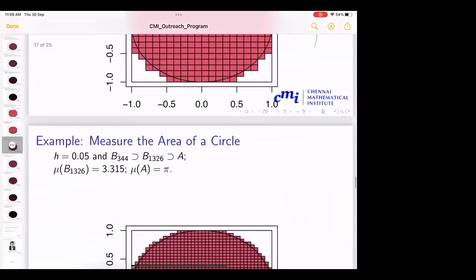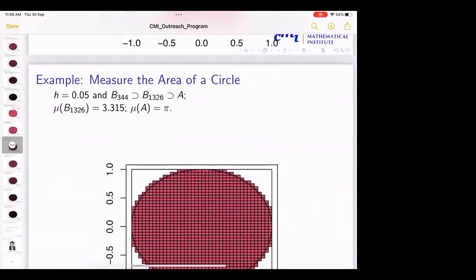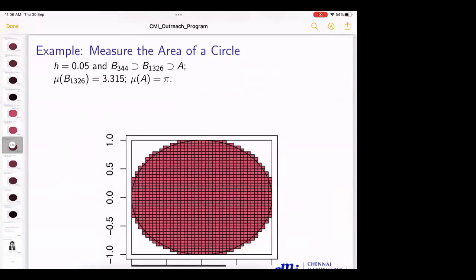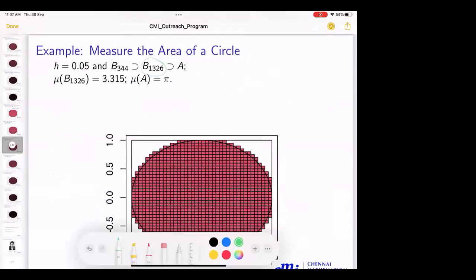Now I push h to 0.05. Now that gives me 1326 squares, which completely inscribed the circle. And this B1326 is definitely a subset of B344.